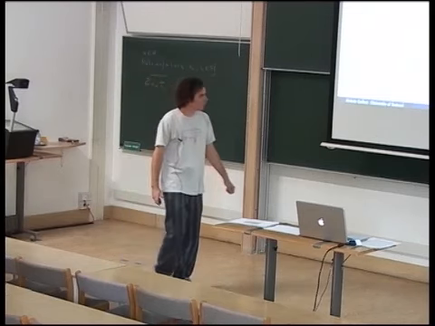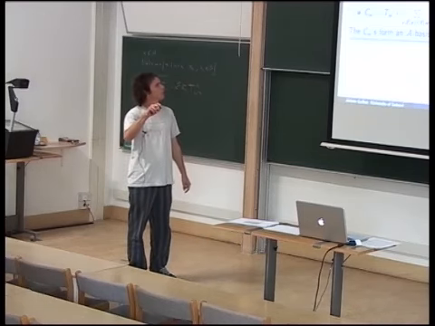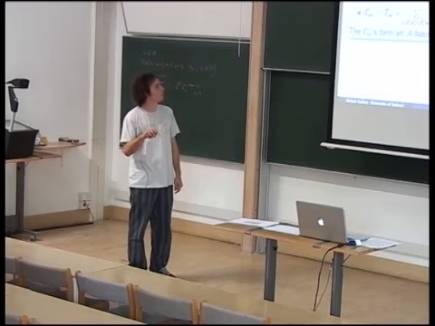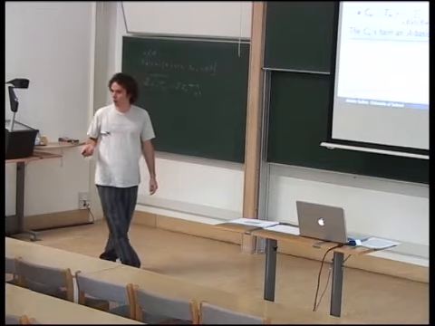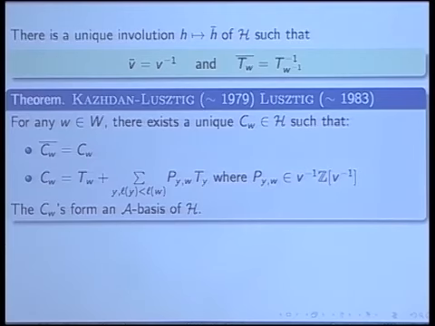Anyway, so in 79, Kazhdan-Lusztig defined a basis of H, the Kazhdan-Lusztig basis, and in 83, Lusztig did it for the unequal parameter case with a weight function. So you say that for any element w of your group, there exists a unique element of H which is stable under this involution, and such that when you write it in the standard basis, C_w is equal to T_w plus a combination of T_y, and the coefficient, the Kazhdan-Lusztig polynomial, only involves strictly negative powers of v.